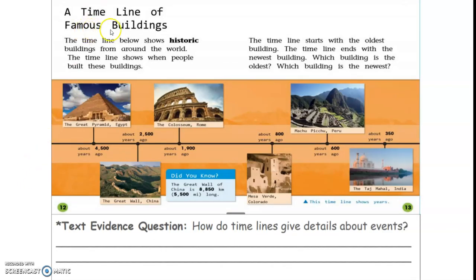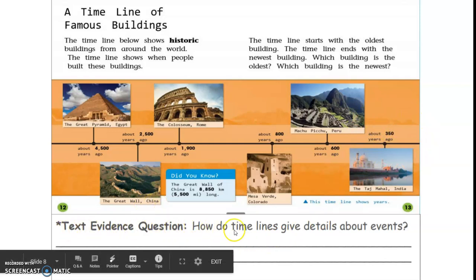A timeline of famous buildings. The timeline below shows historic buildings from around the world. The timeline shows when people built things or built buildings. The timeline starts with the oldest building. The timeline ends with the newest building. Okay, so it begins here with the oldest building. It ends over here with the youngest or the newest building. Which building is the oldest? We go over here. Which building is the oldest and which building is the newest? This would be newest, right? So you figure out what those are.